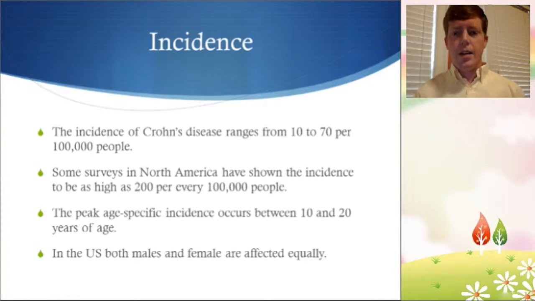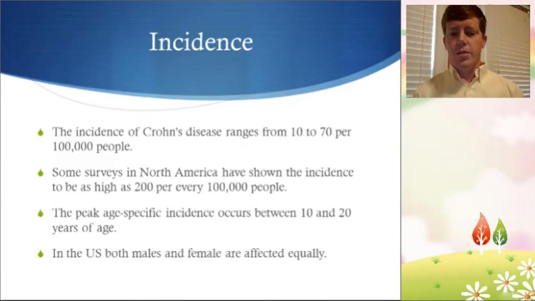In the next slide, we'll discuss the incidence of Crohn's disease. The incidence of Crohn's disease ranges from 10 to 70 per 1,000 people. And that's a pretty big variable right there, 10 to 70. There's several different samplings out there that suggest different things.